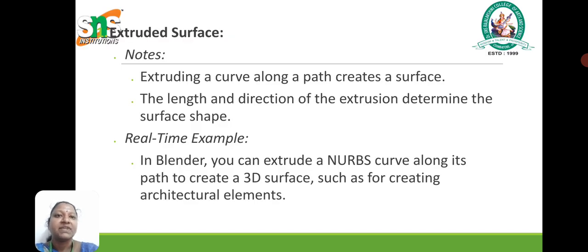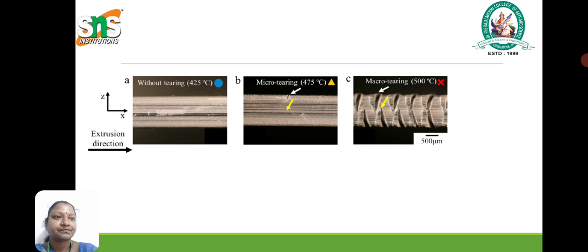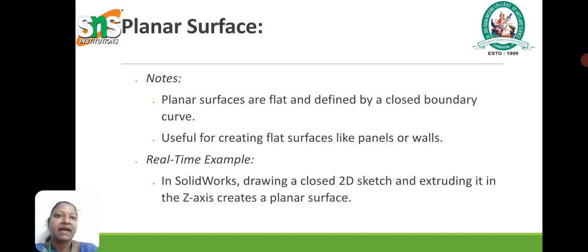Extruded surface. Extruding a curve along a path creates a surface. The length and direction of extrusion determine the surface shape. Next is a real-time example. In Blender, you can extrude a NURBS curve along its path to create a 3D surface, such as for creating architectural elements. This is the extruded path.